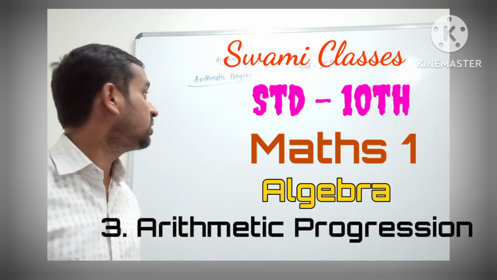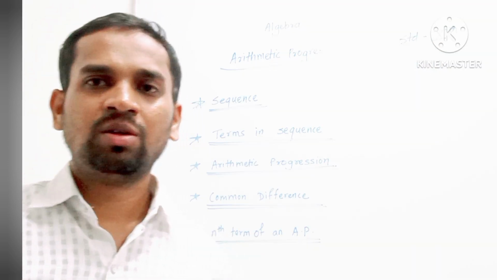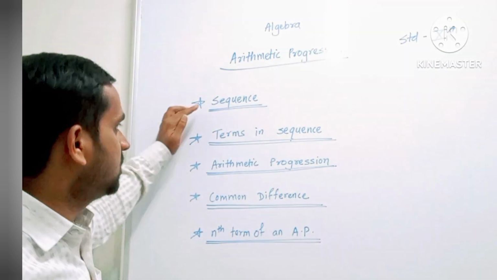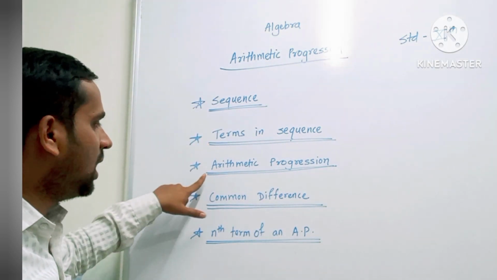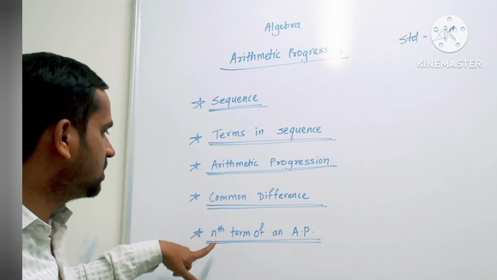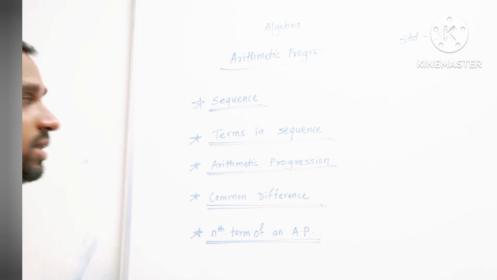Today we are going to learn about the arithmetic progression, algebra, 10th. In this chapter, we have to review these important points: sequence, terms in sequence, arithmetic progression, common difference and nth term of an AP. Okay, so let's look here.